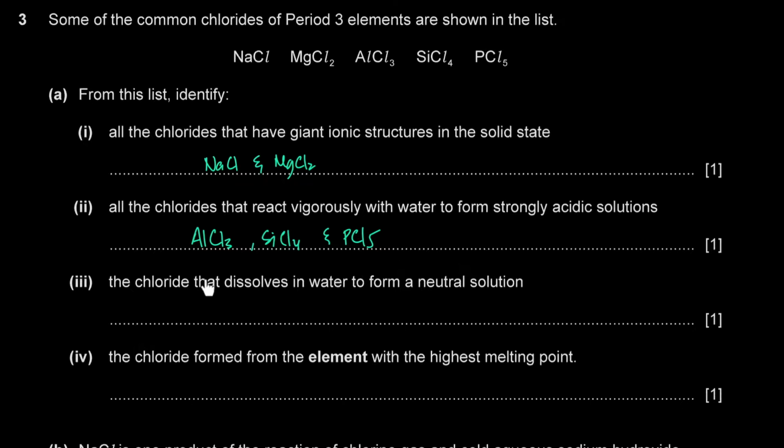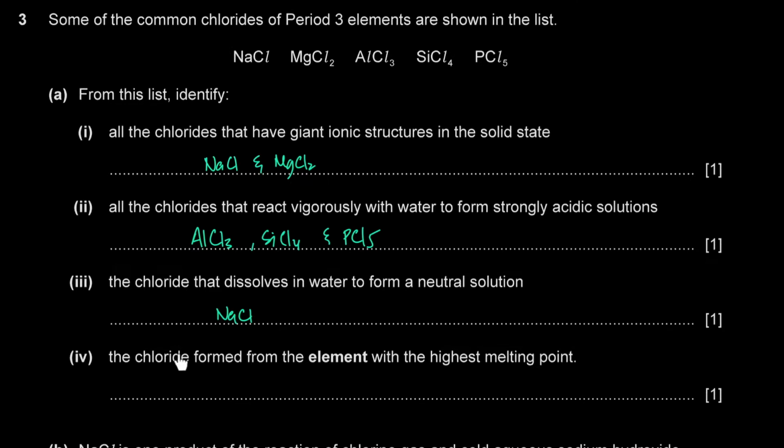The chloride that dissolves in water to form a neutral solution. Sodium chloride is the chloride that dissolves in water to form a neutral solution. When it says the chloride, we're talking about only one chloride over here. Now, magnesium chloride, we do sometimes say forms a neutral solution, but the solution is very slightly acidic, just slightly below 7 in pH. So sometimes we say it's neutral or almost neutral. However, sodium chloride forms a neutral solution. The pH of the solution is 7.